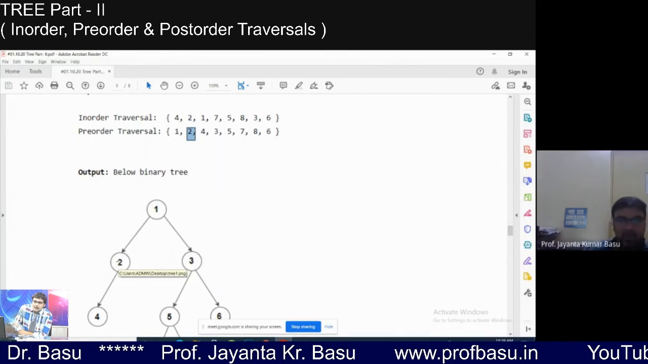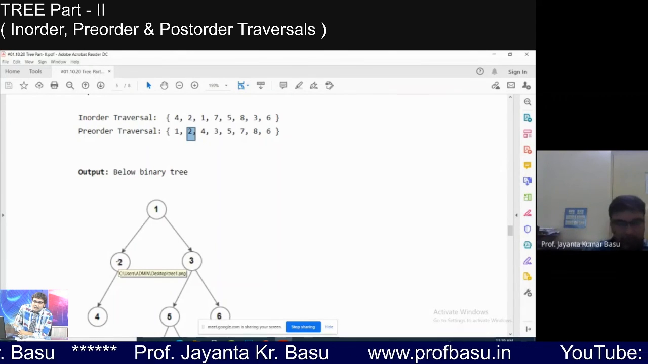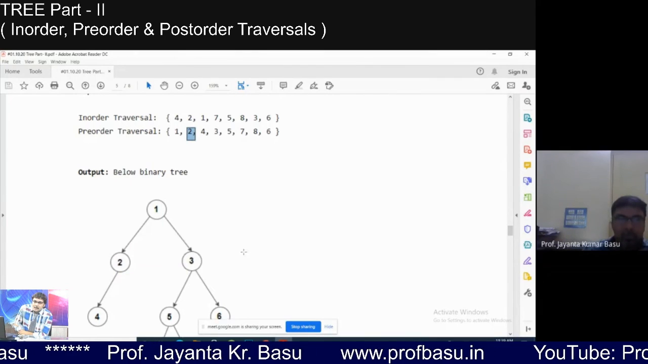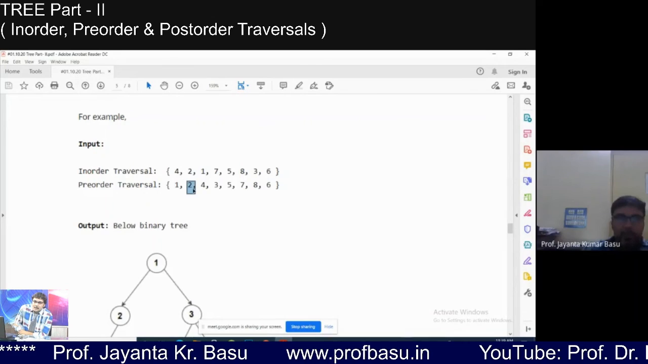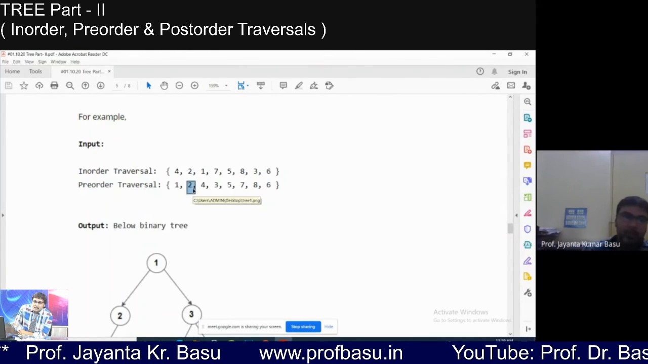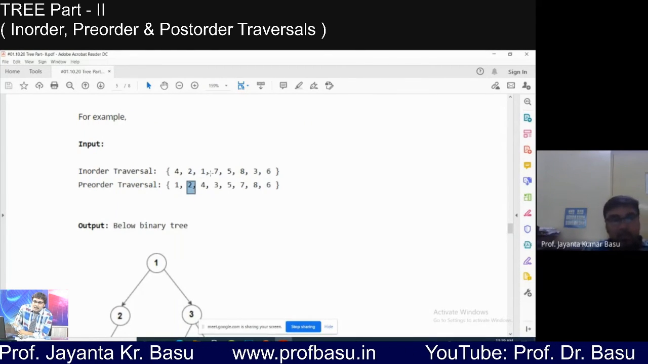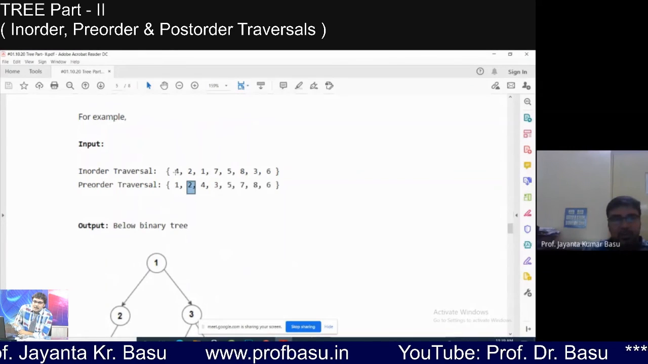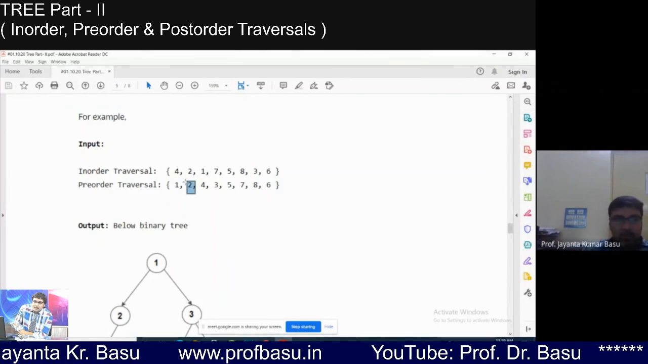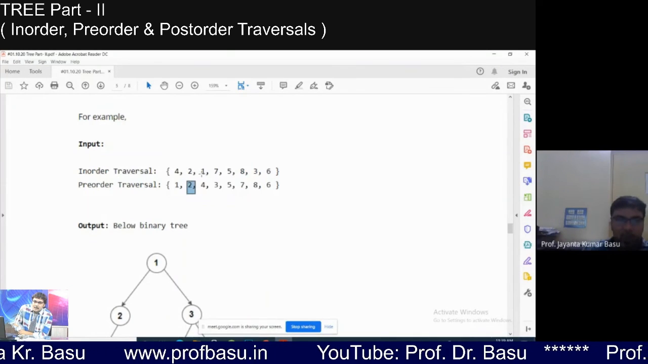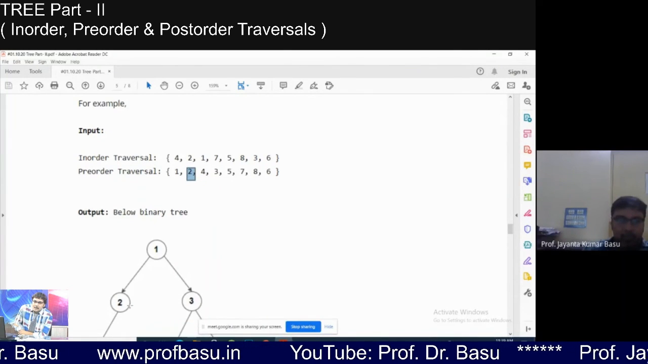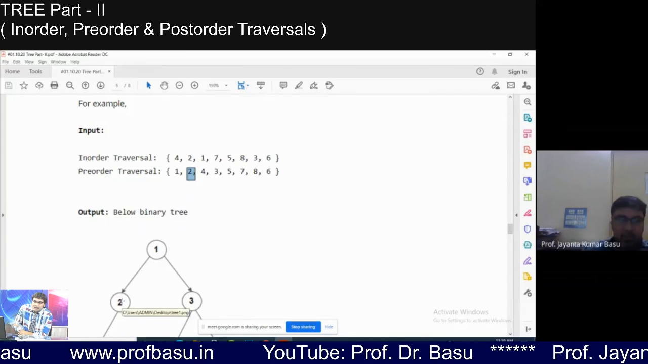2 is just at any level of the tree, right? Binary search. So I repeat, the technique is: pick the node from the pre-order and check its position in the in-order sequence. In the in-order sequence, the position of the 2 comes on the left side of the 1. So you will place it on the left side.